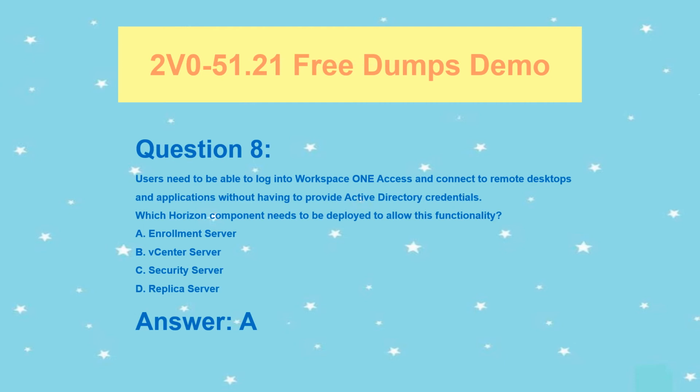Question 8. Users need to be able to log into Workspace ONE Access and connect to remote desktops and applications without having to provide Active Directory credentials. Which Horizon component needs to be deployed to allow this functionality? A. Enrollment Server. B. vCenter Server. C. Security Server. D. Replica Server. Answer: A.